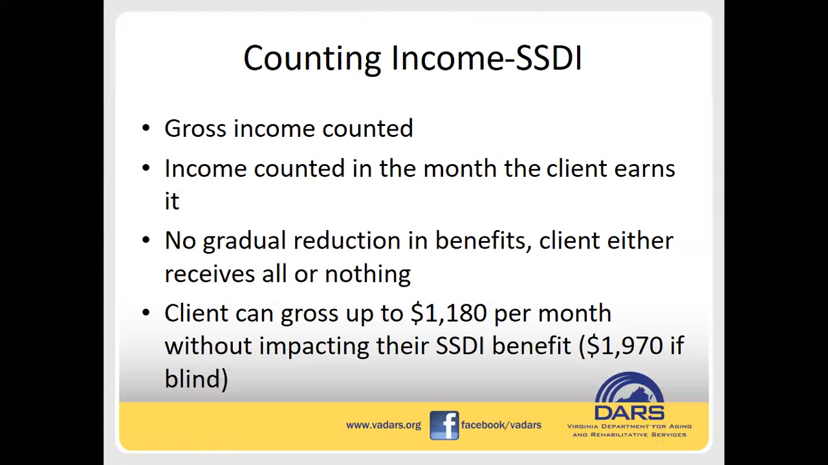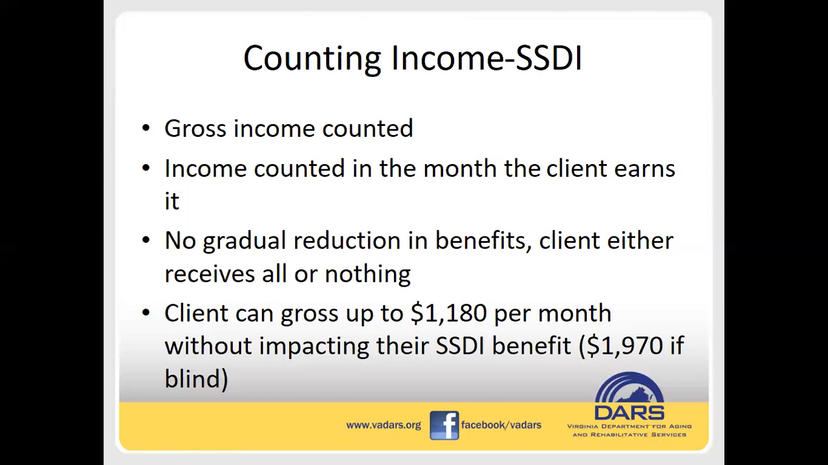Talked a little bit about the SGA figure in previous webinars, the $1,180 a month. I didn't mention before that if a person is blind, they can actually make a little bit more money and still be entitled to SSDI benefits. Their threshold is $1,970 per month in 2018. So if a person is blind, they are able to make more than the standard SSDI benefit amount and still keep their benefits.